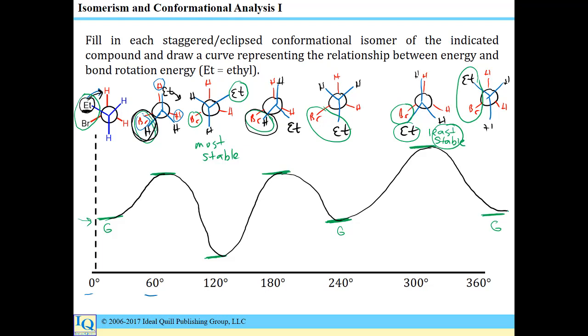So, while not quantitative, since we didn't try to figure out exactly how much different the stability would be, this shows us the qualitative relative relationships between the energies of all these different conformations.